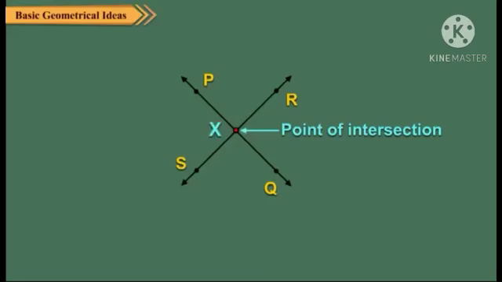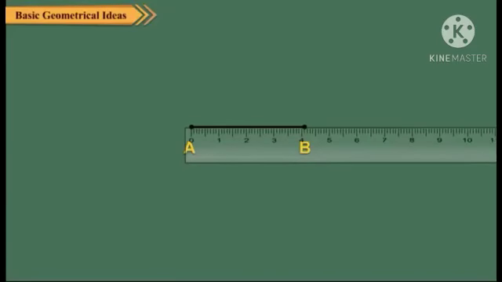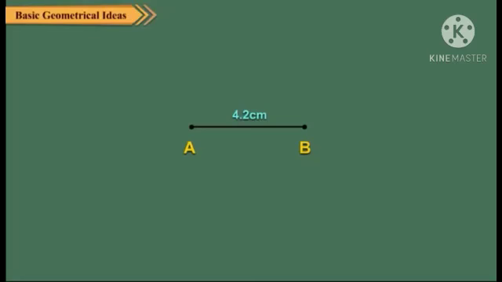Let us see how we measure and draw line segments. Suppose we want to measure the given line segment AB. We place the ruler along the line segment AB such that the 0 mark of the scale coincides with A. The position of point B gives the length of AB. So, the length of AB is 4.2 centimeters.